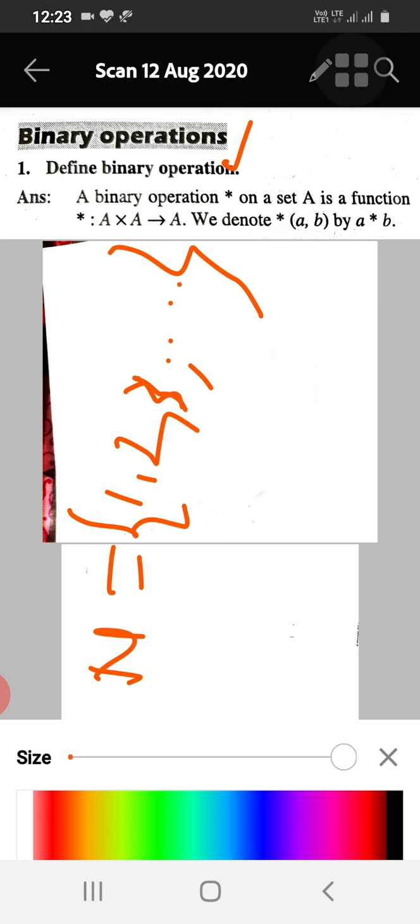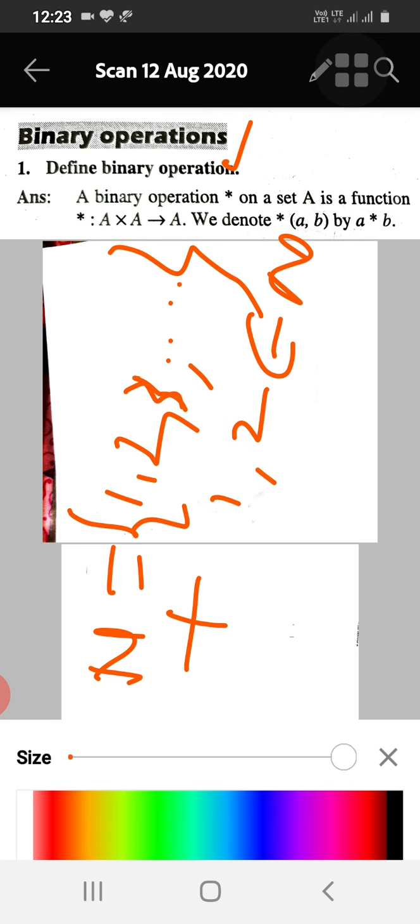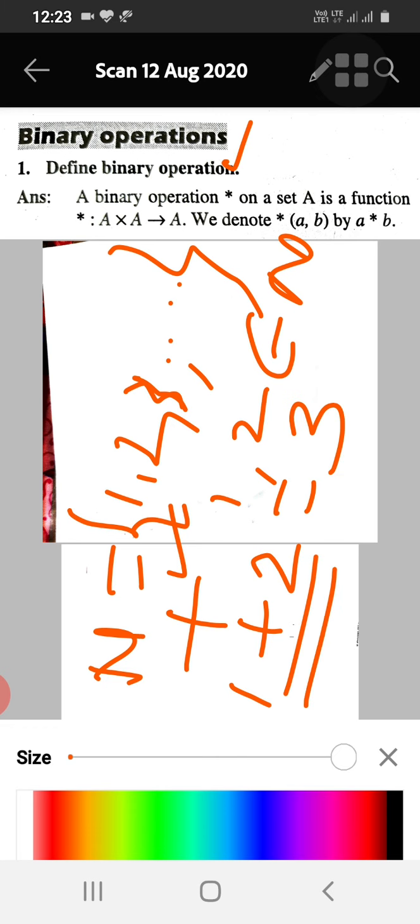So let us consider addition. If I take any two elements, say 1 and 2, they are natural numbers, and I apply addition. If I add any two natural numbers, I will get another natural number. Here 1 plus 2 is equal to 3. So 3 belongs to N. What is our conclusion here?